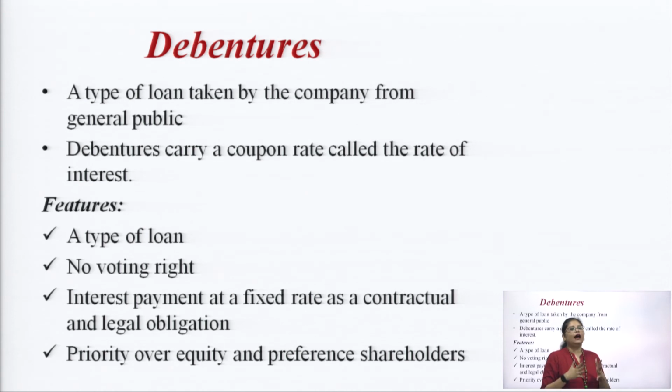Debentures always have a priority over the equity shares and the preference shareholders. That means, when the interest has to be paid out of the profits of the company, debentures would be paid first, then the preference shareholders, and then we discuss the conditions of the payment of the return, the profits, to the equity shareholders. So, let us have the types of debentures.